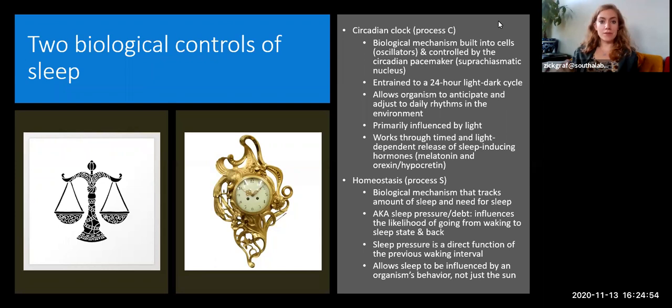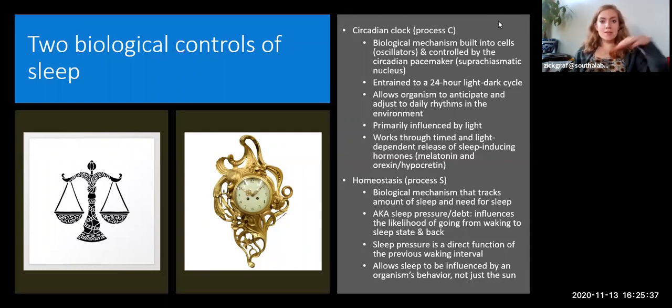The circadian clock is primarily influenced by light, so changes in the amount of light during the day and the timing of those changes can influence a lot of our biological functions, including, as we talked about with depression, how much energy, motivation, and sleep we need. So the circadian clock, process C, primarily works through timed and light-dependent release of sleep-inducing hormones. Primarily, it controls the release of melatonin, a hormone released in the pineal gland that, when it's in our blood, makes us feel sleepy and induces transitions from arousal to sleep.